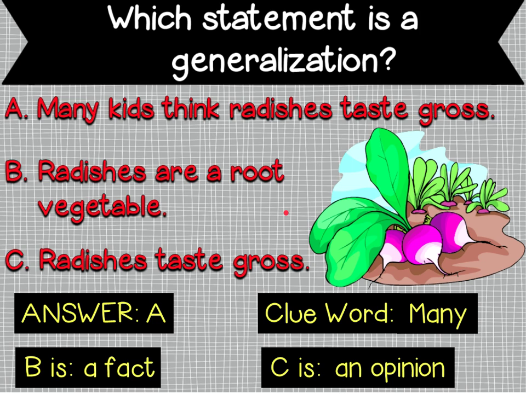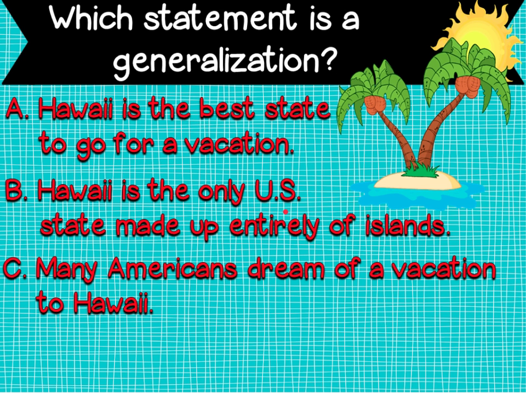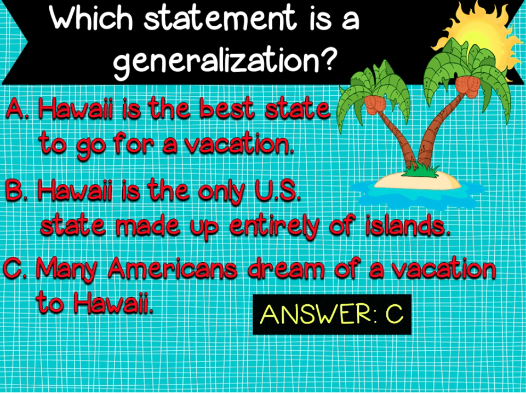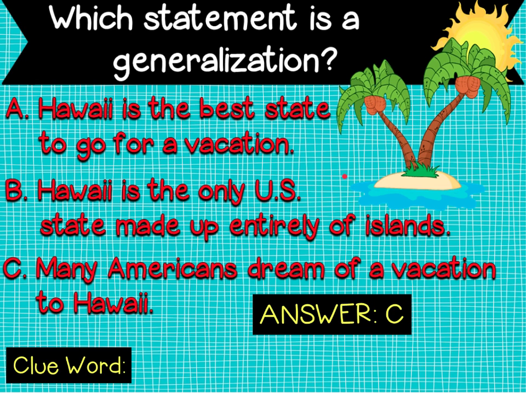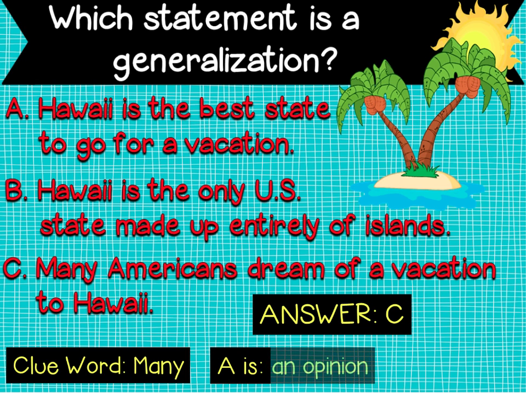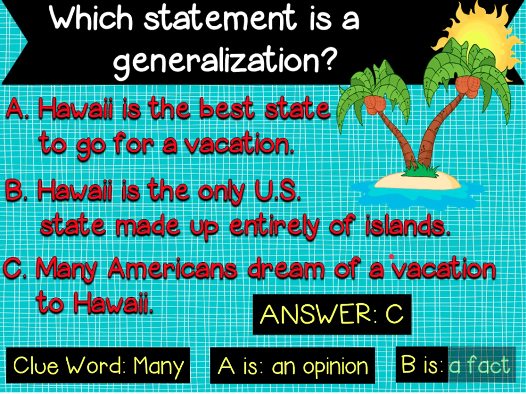And then the last one for this section, your generalization is going to be C, because of many Americans, we don't have a specific number. Your clue word, like I said, is many. A is going to be your opinion, because it's telling you that is the best. While B is going to be your fact. We can prove that Hawaii is the only state made up of islands.